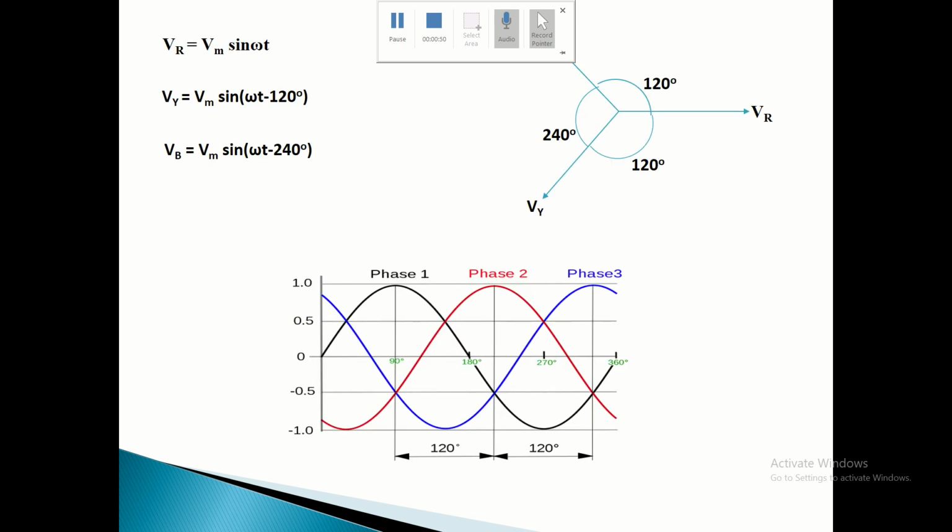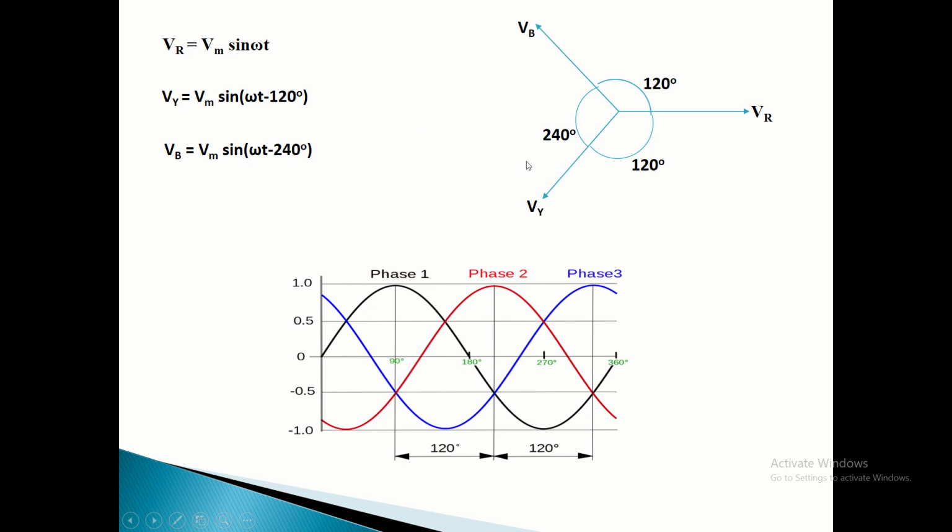So here the vector diagram is given for the VR, Vy, and Vb displaced by 120 degrees from each other. So VR is the reference voltage. So the VR equation is Vm sin omega t, Vy that is lagging by 120 degrees. So Vm sin omega t minus 120 degrees. Vb that is lagging 120 and 120, 240 degrees. So the equation is Vm sin omega t minus 240 degrees.